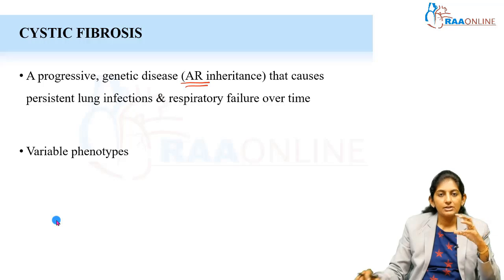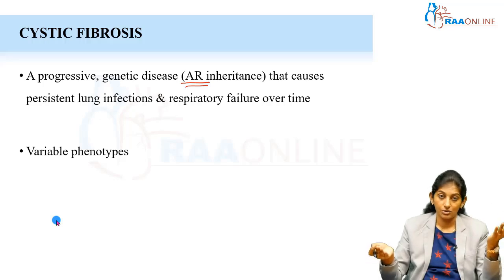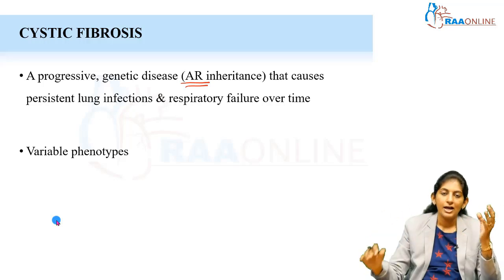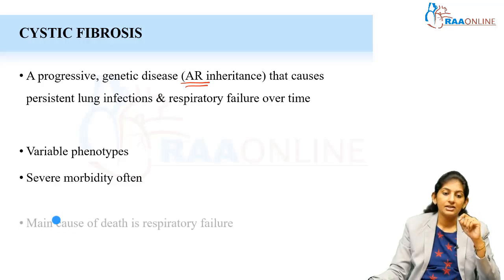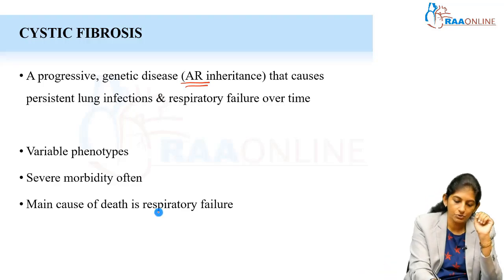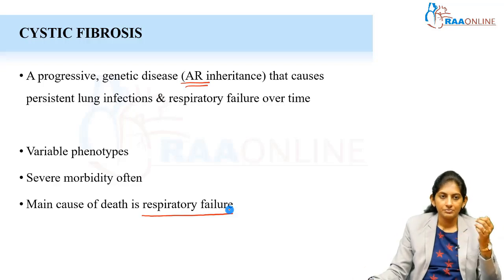The phenotypes of cystic fibrosis are very variable. Most of them have respiratory symptoms. Some can have a normal sweat chloride, some can have a high sweat chloride, some can have more GI manifestation, some can have lesser GI manifestation. So it has very variable phenotypes among children. It definitely causes severe morbidities and reduces the quality of life in these patients. The main cause of death in cystic fibrosis is respiratory failure. We will see how and why in the presentation.